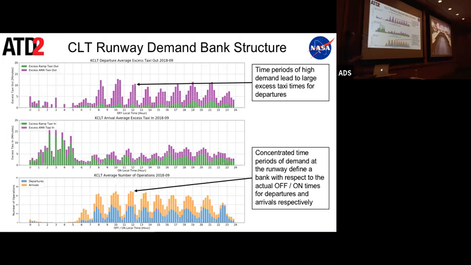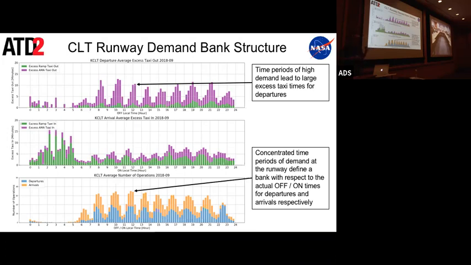The middle chart here is the average arrival excess taxi time. So again, this is the excess taxi time for departures, and this is the excess taxi time for arrivals. But what I really want you to focus on is the bottom graph, which is the count of operations, or the demand. And it's a stacked bar chart.